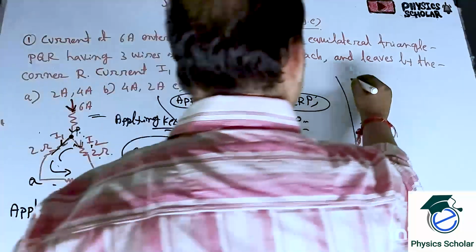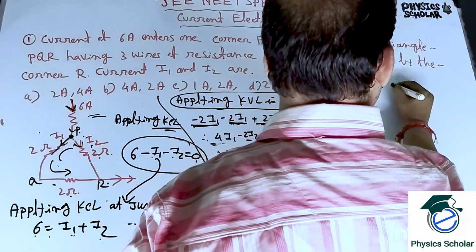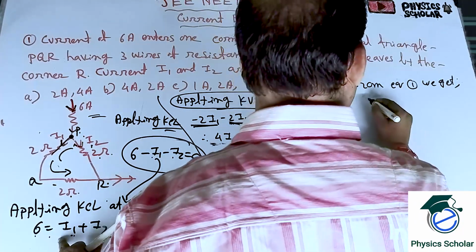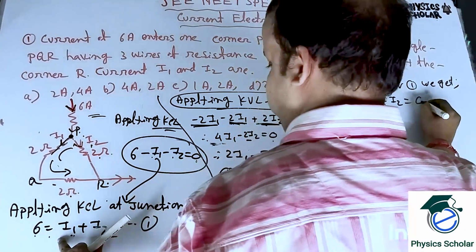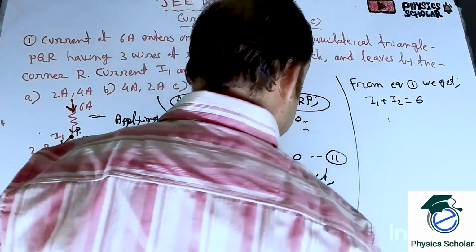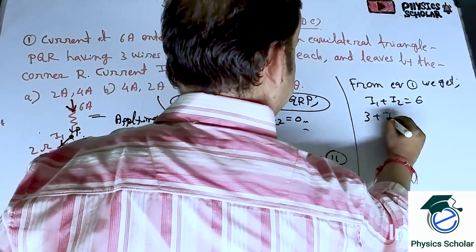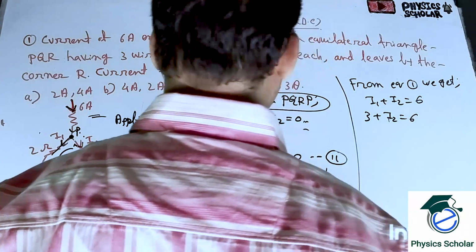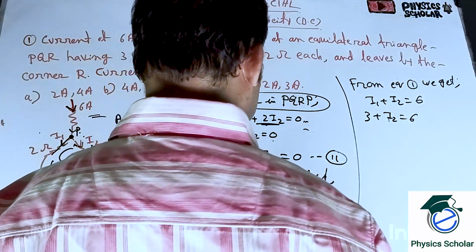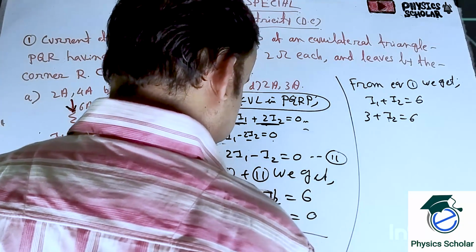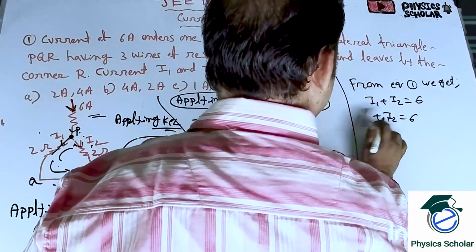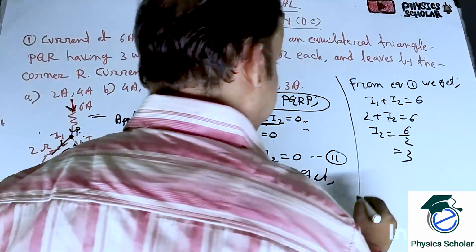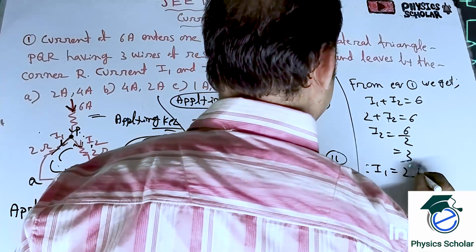From equation 1, I1 plus I2 is equal to 6. The value of I1 is 2, so 2 plus I2 is equal to 6, so I2 is equal to 4. That means I1 is equal to 2 ampere and I2 is equal to 4 ampere.